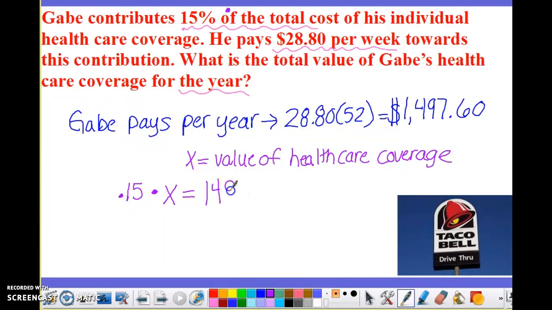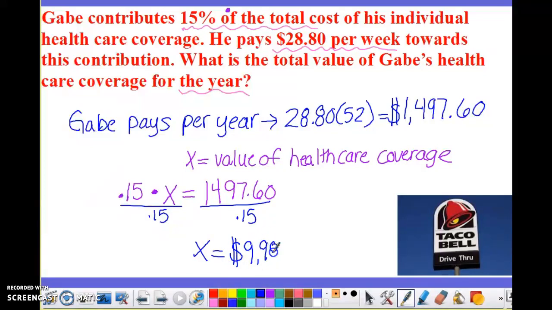So that $1,497.60, we're then going to divide by 0.15. If we plug this into our calculator, we are going to get $9,984. So that's how much his total health care coverage costs for the year.